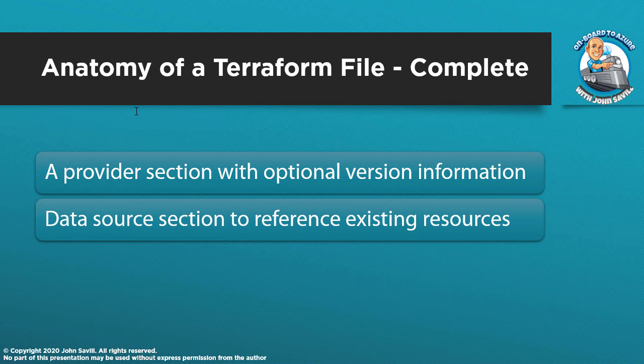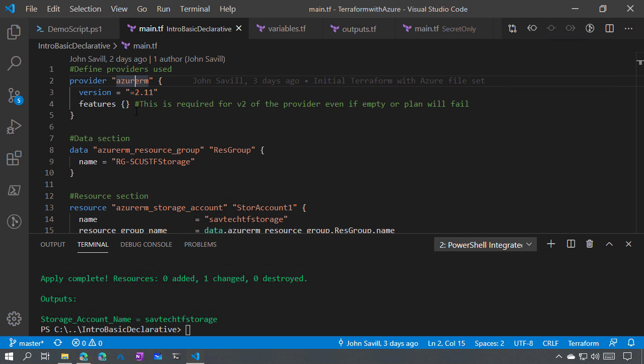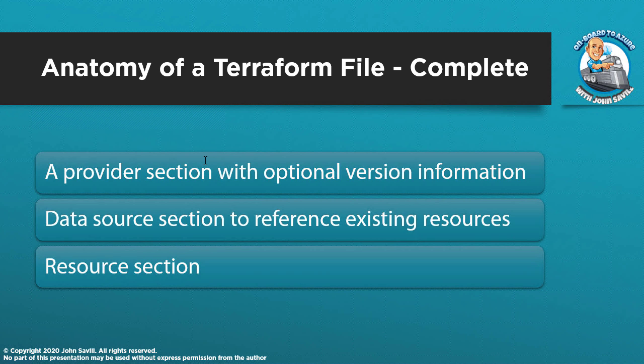Then I'm going to have a data source section. This lets me reference existing resources. In my case here, I'm referencing the resource group that already exists. And then I have my resource section where I define these things.